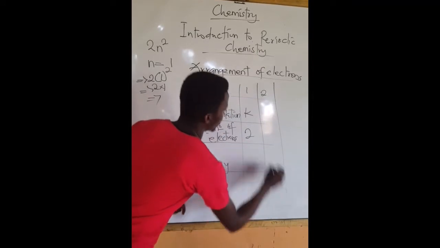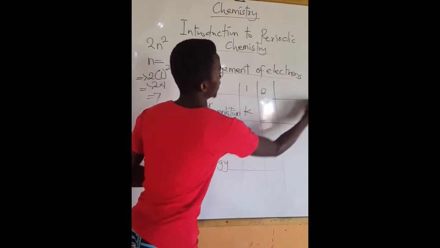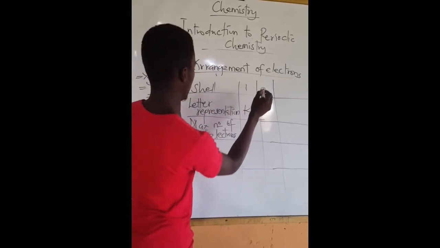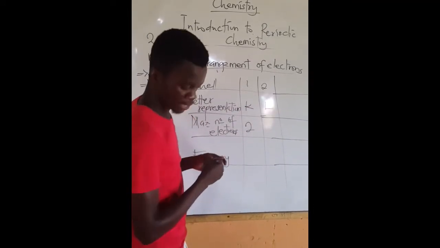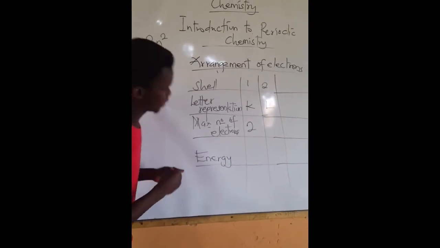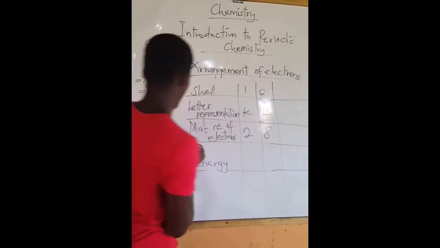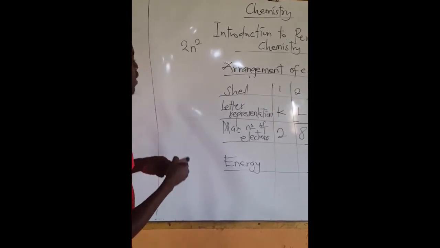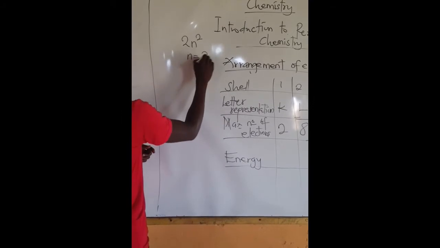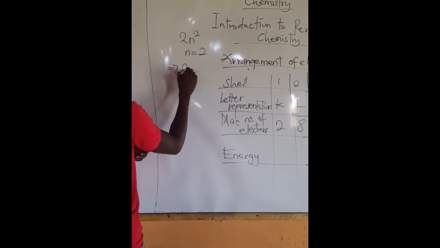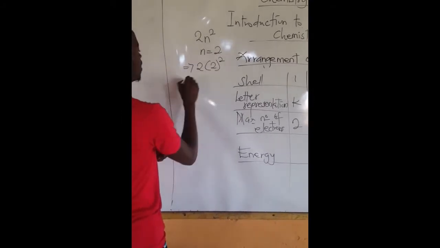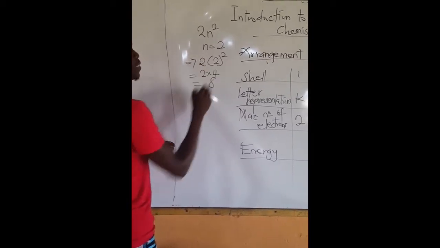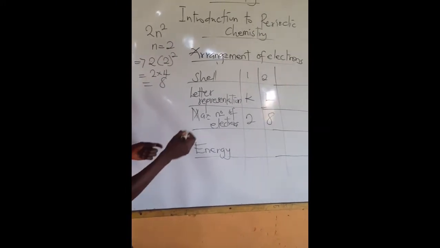Then you take our next shell number, which is 2. And the letter representation is going to be L. So L, the maximum number of electrons it can take is 8. Why 8? Let's use the formula to prove it. In the second shell, our n is going to be 2. So we are going to have 2 multiplying 2 squared. And 2 squared gives 4, times your 2, which is 8.